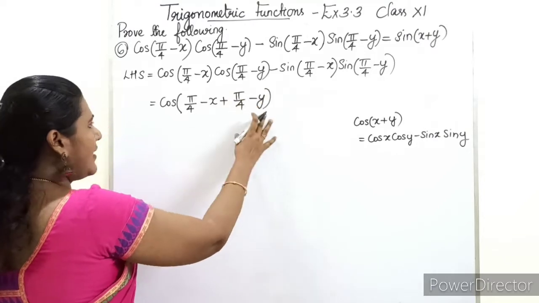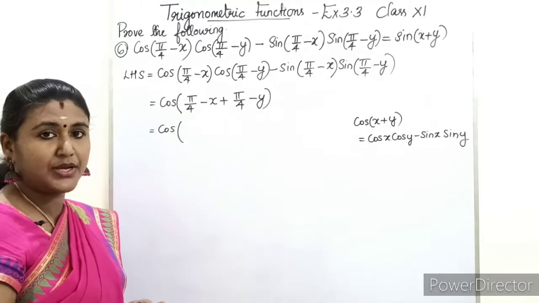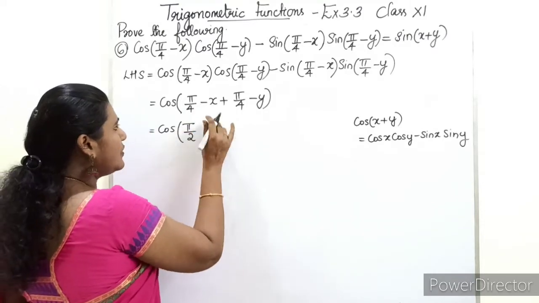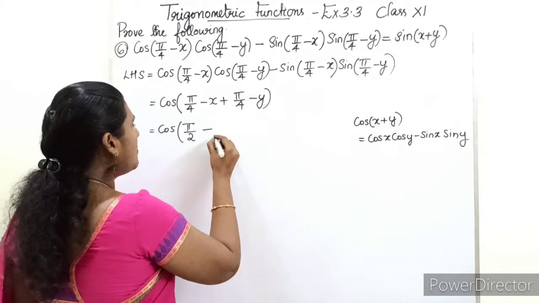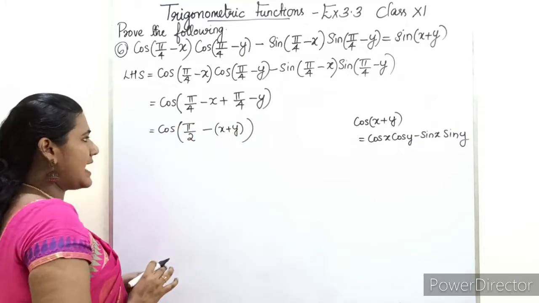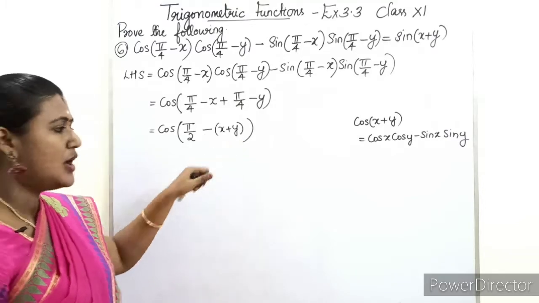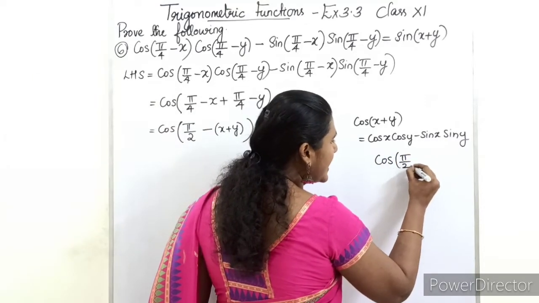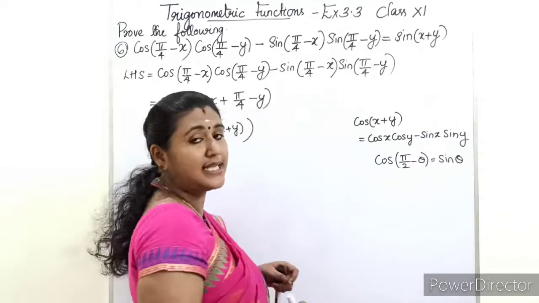Now we will simplify this, that is cos, what is pi/4 plus pi/4? Pi/2. So we can write pi/2. From these two we will take the minus sign outside. So minus of (x plus y). So we can write this as cos(pi/2 minus (x plus y)). Now we have already learned what is cos(pi/2 minus theta). Cos(pi/2 minus theta) is sin theta.